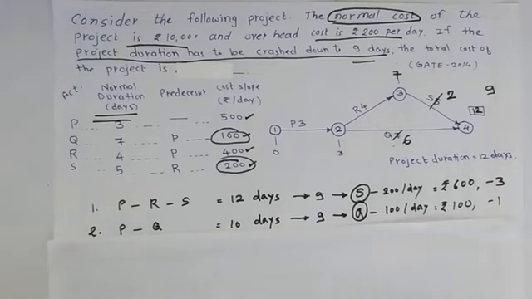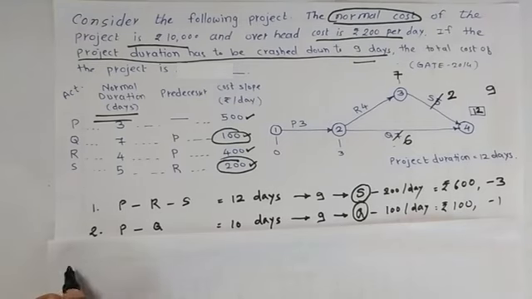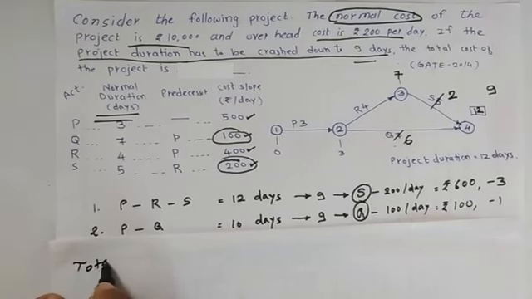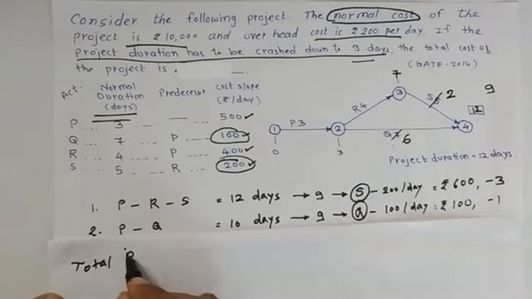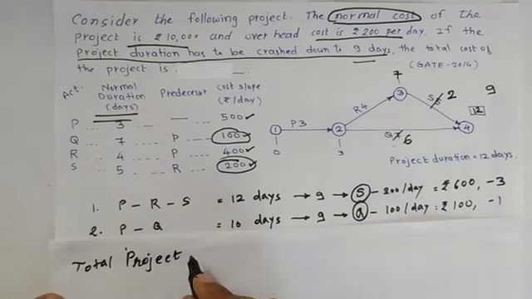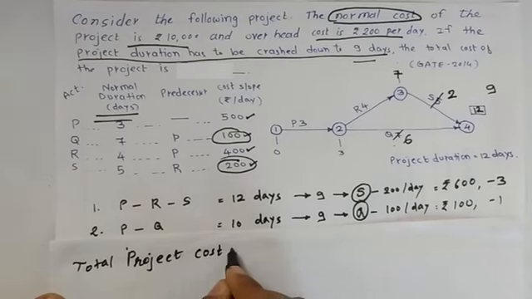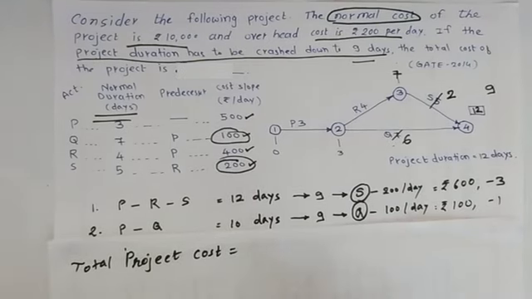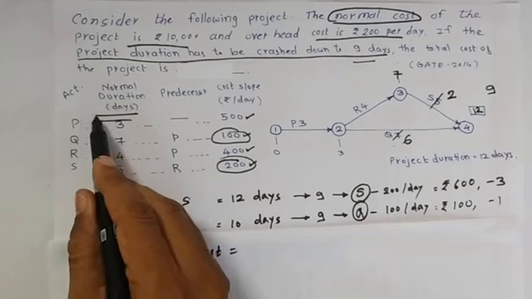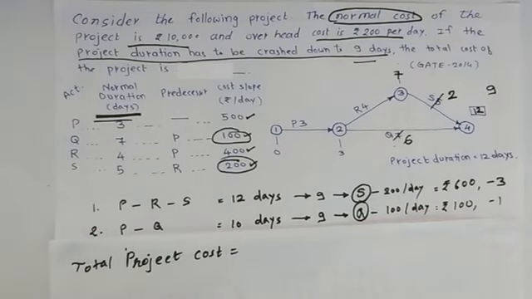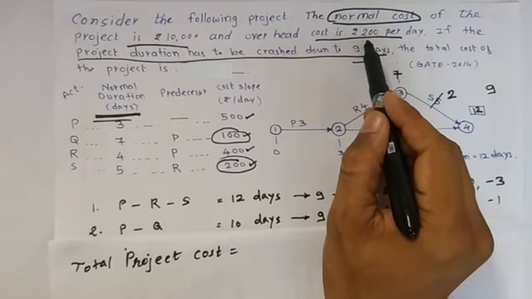So total project cost is equal to... see, do not confuse between normal cost, total normal cost, and total project cost. Normal cost is related with normal duration. It does not include overhead.